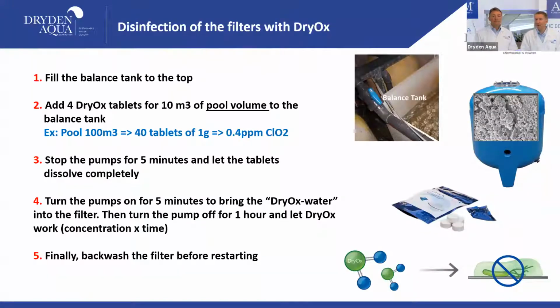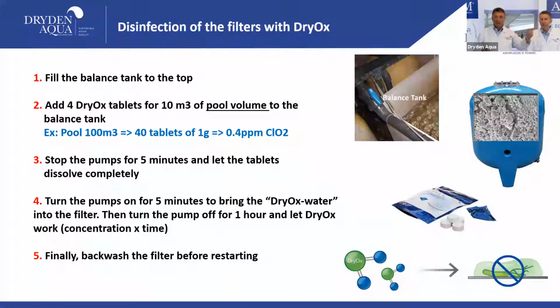Step number 1, as we mentioned before, fill up the balance tank all the way to the very top. Then add 4 Triox tablets for 10 cubic meters of pool volume, not of the balance tank. So you filled it to the top. Now you give 4 tablets per 10 cubic meters of pool volume into the balance tank. Let's make an example. You have a pool which is 100 cubic meters, so you give 40 tablets. You can give 50 or 60, that's not a problem.